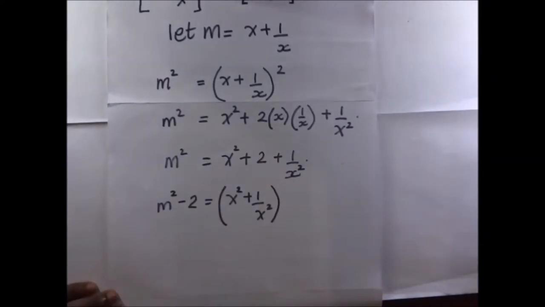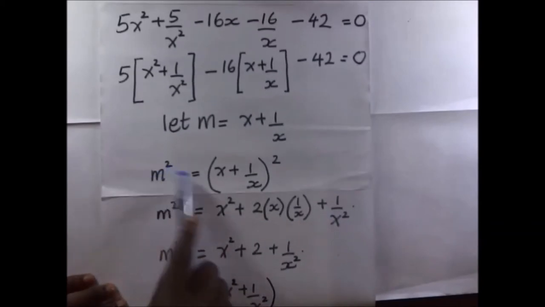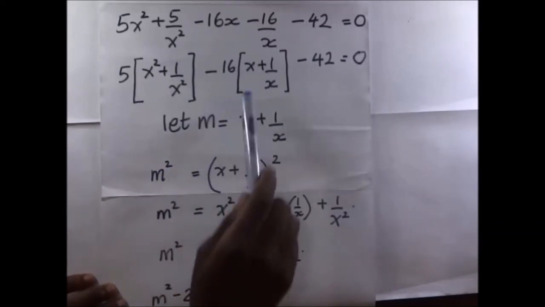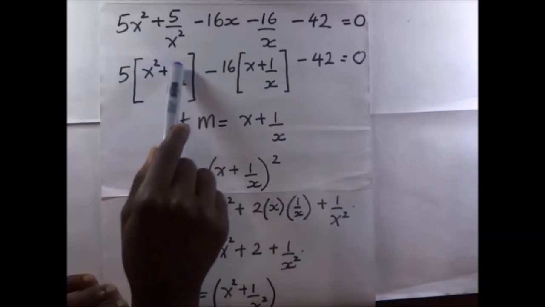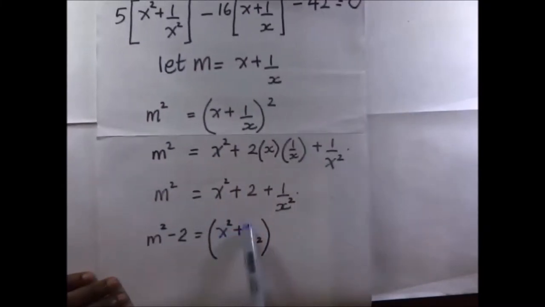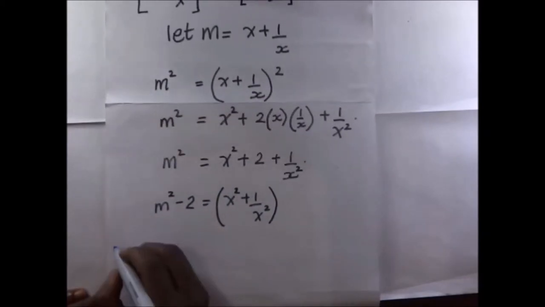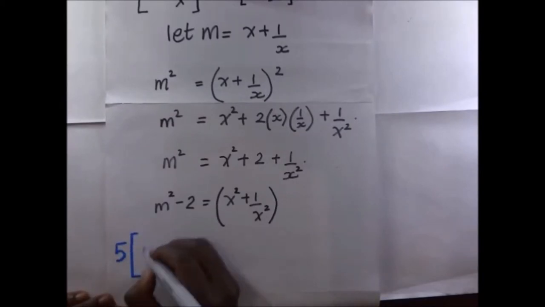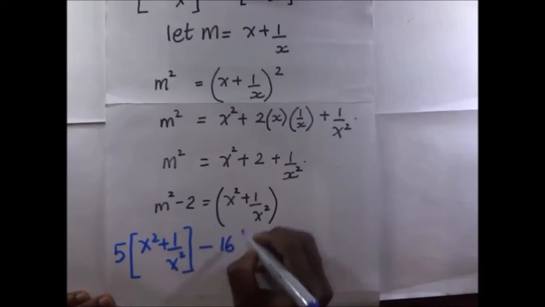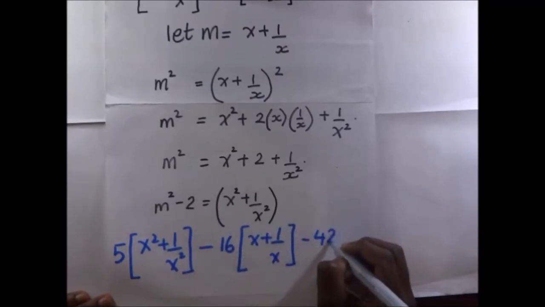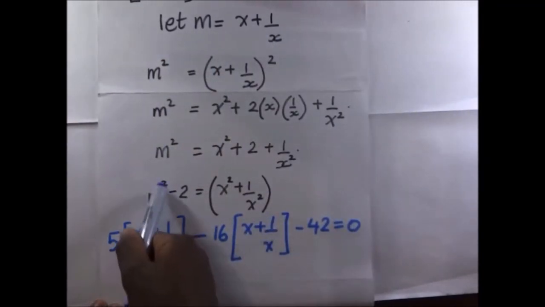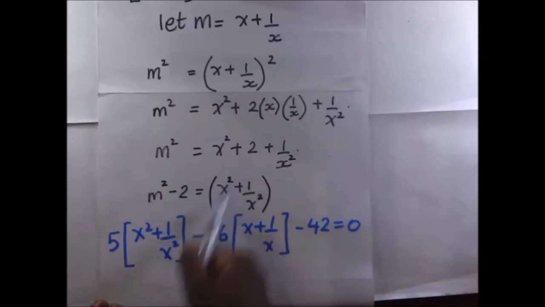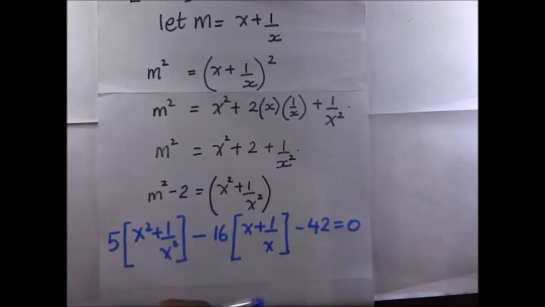So after getting our values of m, here we got m squared minus 2 is supposed to be equal to x squared plus 1 over x squared. So we substitute for this, we put m squared minus 2 in this expression, then in this expression, x squared plus 1 over x squared, we are going to put this expression there. And then our equation is going to become like this. Our equation was originally 5 into... our value of m is x plus 1 over x, so this is going to become m. And m squared minus 2 is equal to x squared plus 1 over x squared. So this term, we are going to substitute and we simplify the equation.